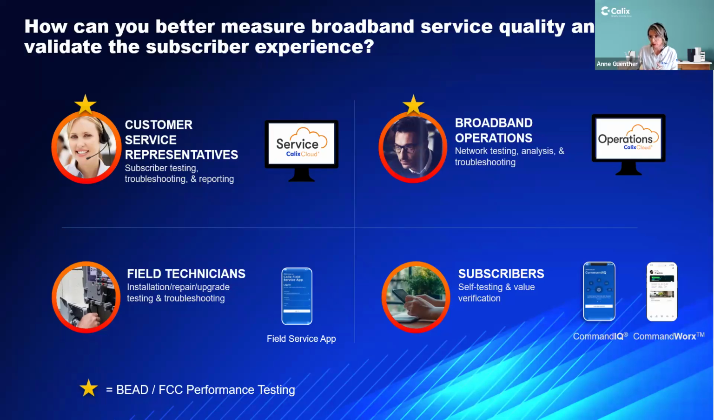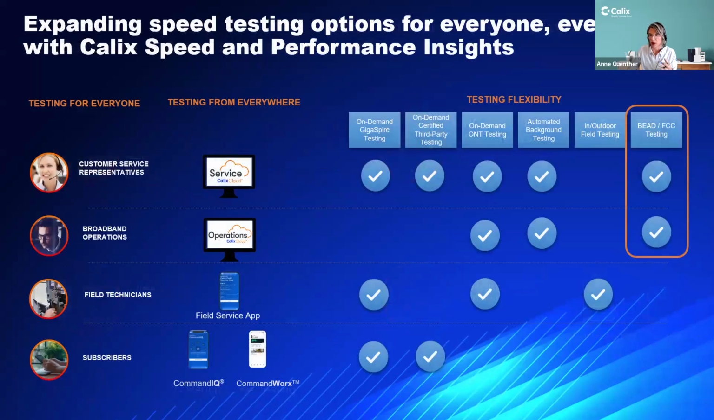Okay, next slide. And so this is where we're going to really get into the speed testing framework that comprises our Calix Speed and Performance Insights. Okay, we're very focused on this. And as you can see here, any stakeholder, if you look on the left, can use this, right? So think of your CSR, customer service representatives, your broadband ops, and even your field technicians, right? Also the subscribers, they're going to want to check so that they can measure the quality of their service tier.